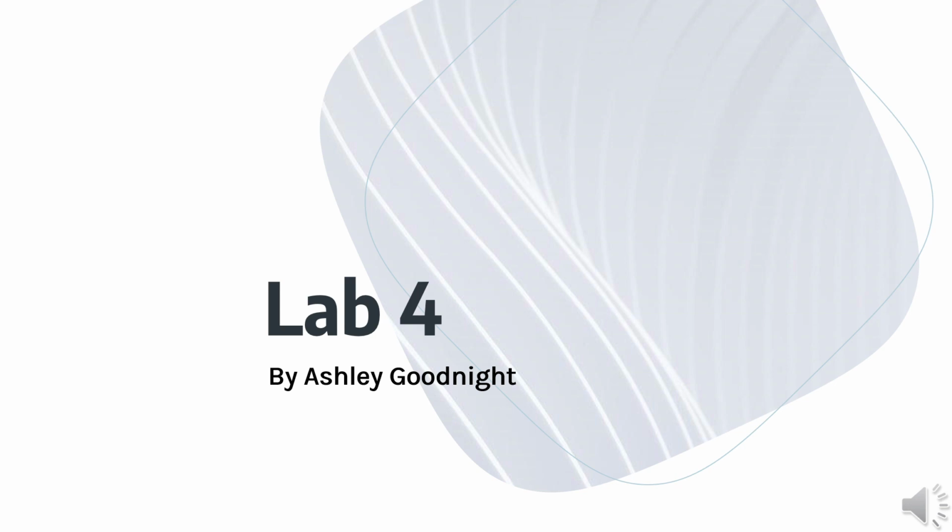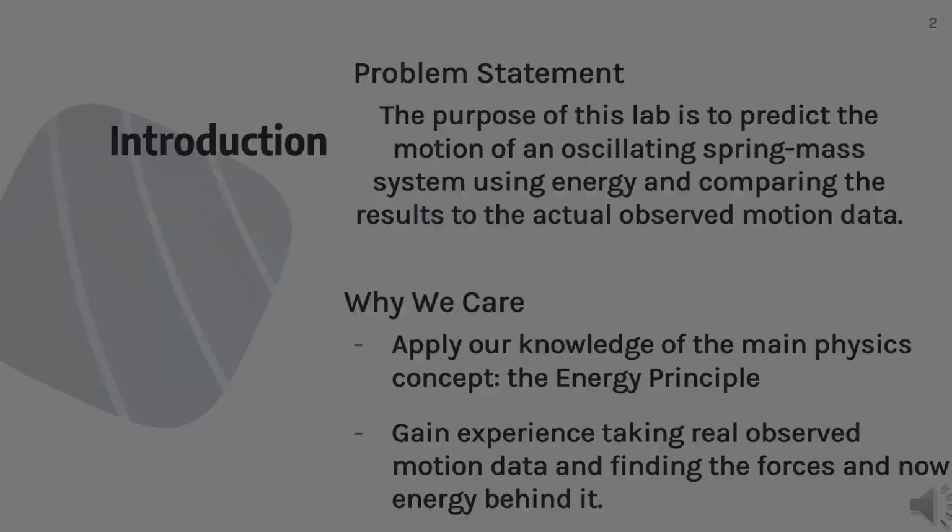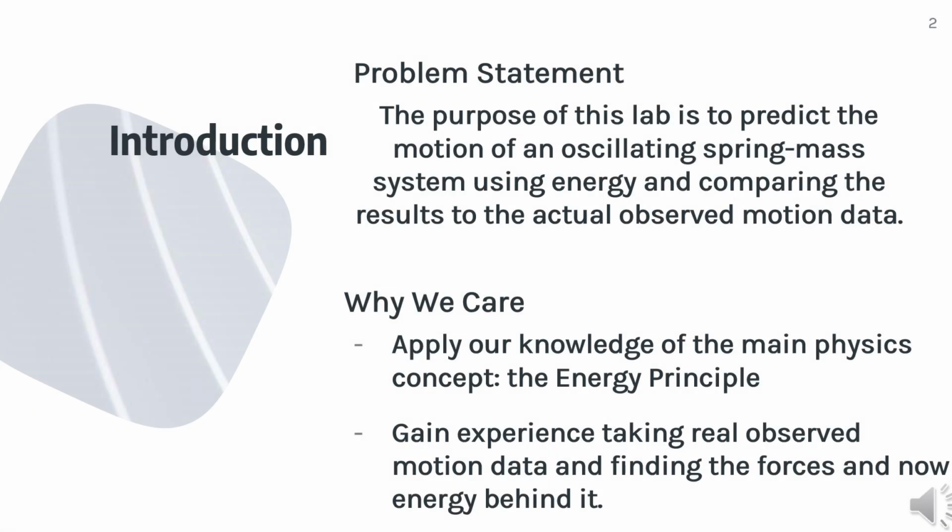First, let's move to the introduction. The purpose of this lab is to predict the motion of an oscillating spring mass system using energy and comparing the results to the actual observed motion data. We care about the conclusions and results of this lab in order to apply our knowledge of the main physics principle, the energy principle, and in order to gain experience taking real observed motion data and finding the forces and now energy behind it. Now on to the summarized results.